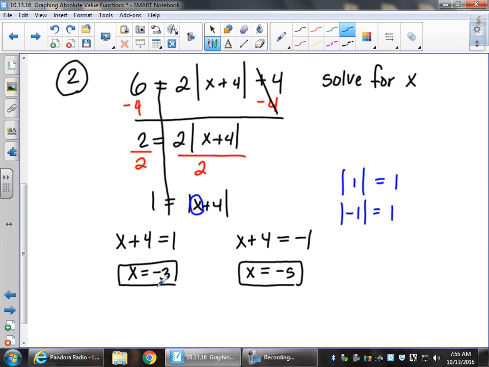And then we can check, right? Let's see. What's negative 3 plus 4? 1. That's this one right here. And here, what's negative 5 plus 4? Negative 1. So by setting up these 2 equations, you are finding the value of x that makes the inside 1 and the inside negative 1, because we know that when we take the absolute value of 1 or negative 1, we will get out 1 as an answer. Good. One more.